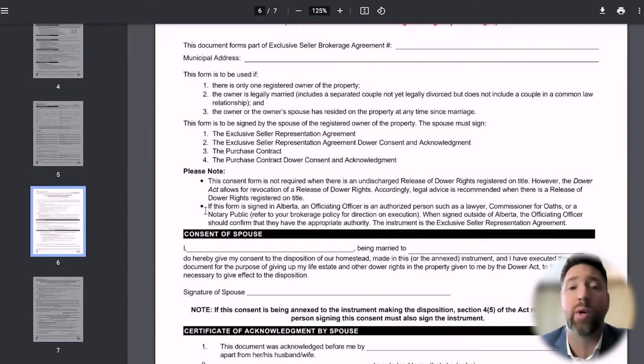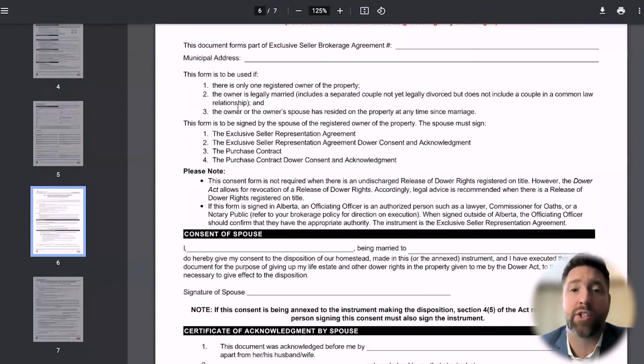Now, who can sign this? This can be signed by an authorized person, such as a lawyer, commissioner for oaths, or a notary public. Unfortunately, nobody within our brokerage can do so, as we have an interest, and the non-titled spouse should be able to get legal or independent advice before signing this.